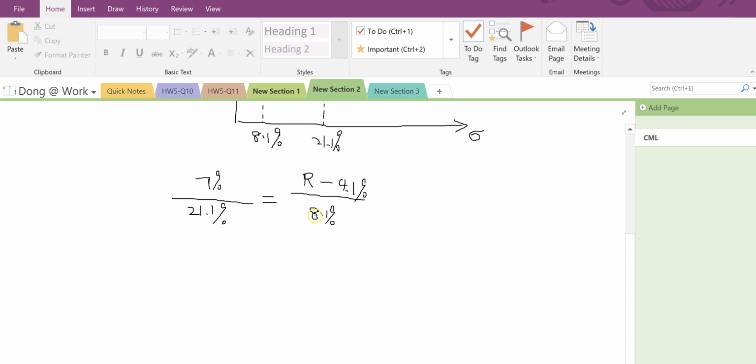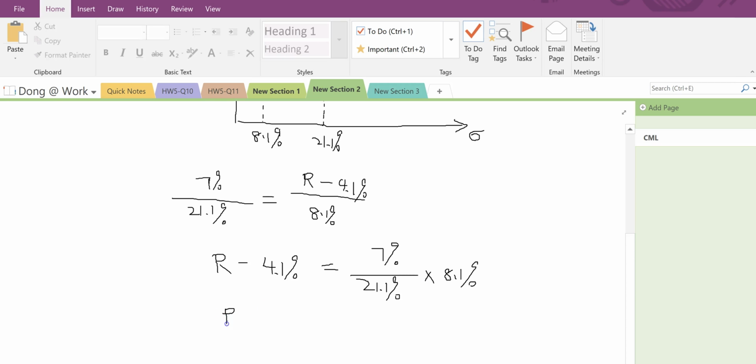How do we solve it? First we multiply both sides by 8.1%, so then we can get rid of the denominator here, and then we switch sides. So now the left-hand side becomes R minus 4.1%, which equals 7% divided by 21.1% times 8.1%.